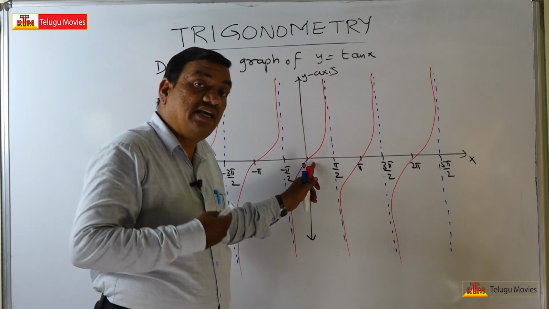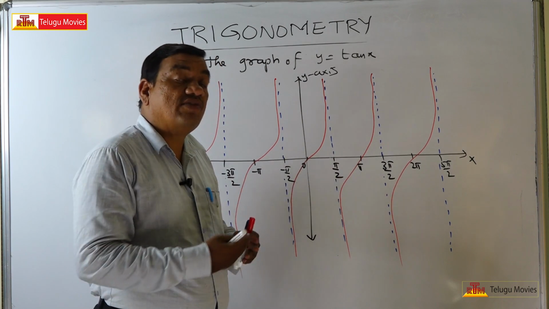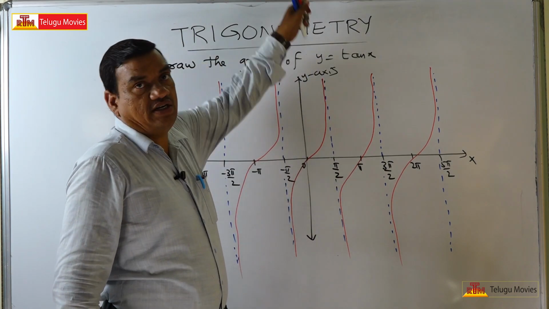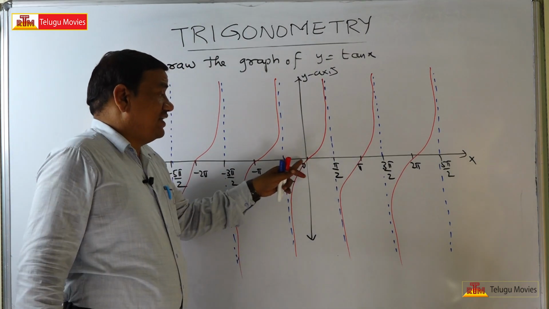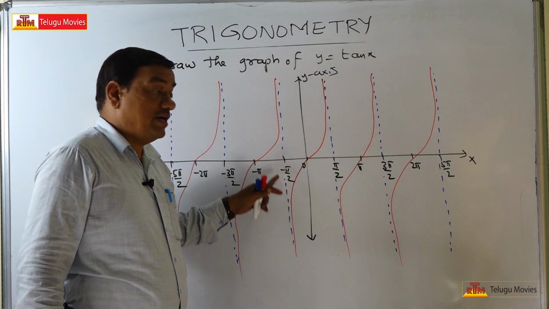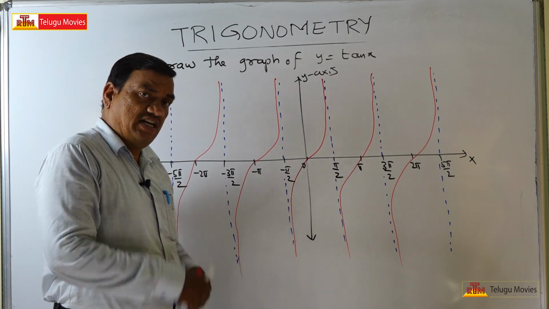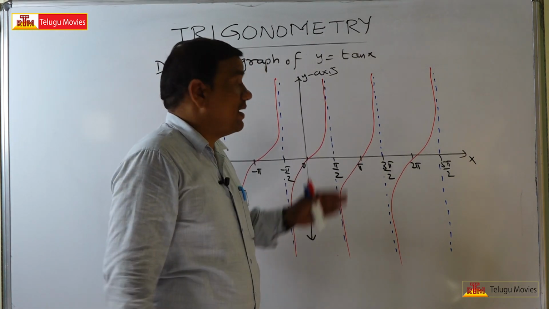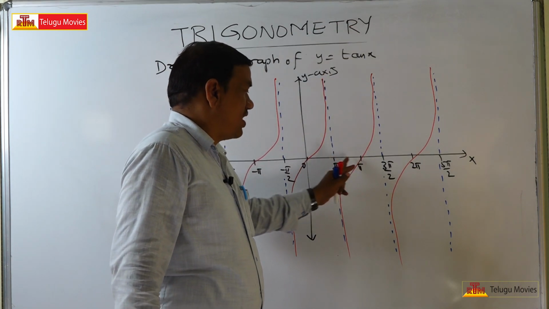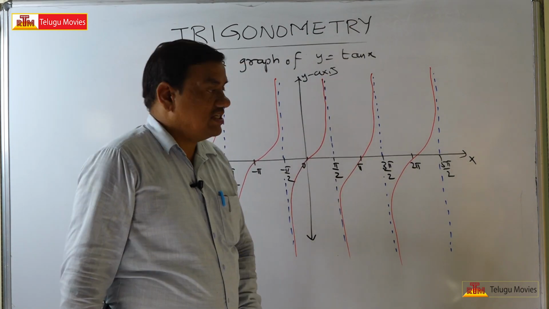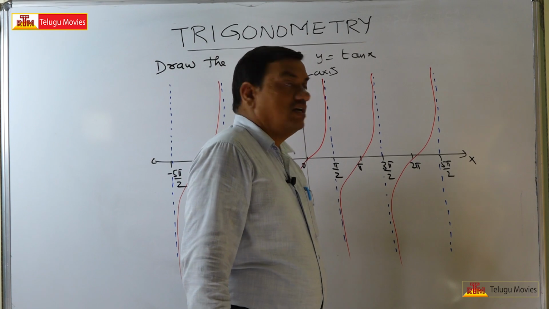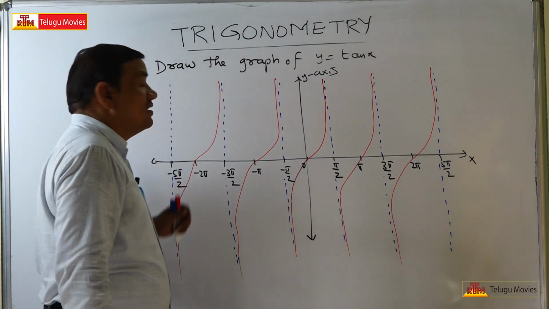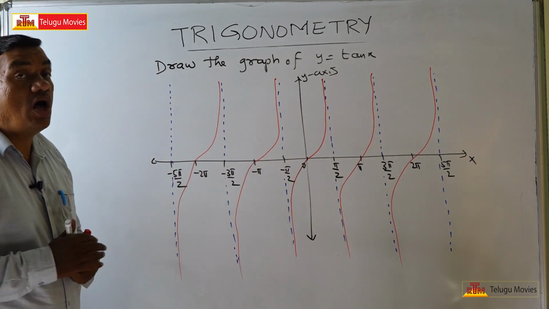As we increase from 0 to 90 degrees, that is in the first quadrant, tan increases. As we decrease from 0 to minus pi by 2, the tan x graph decreases. Here also, from pi by 2 as we move to 3 pi by 2, it increases, and if we move in the decreasing direction, it decreases. So this is the graph of tan. Tan 0, tan pi, tan 2 pi, tan minus pi, tan minus 2 pi, these are all our zeros.